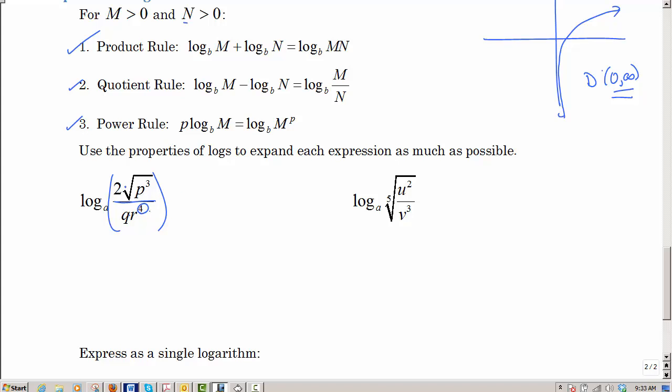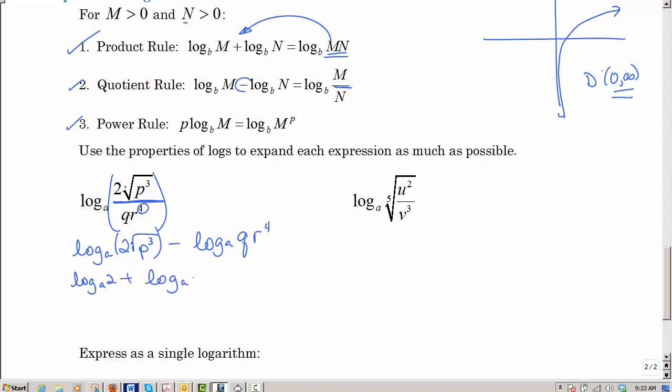Since there is division, we can write this as log base a of 2 times the square root of p cubed, minus log base a of q r to the fourth. So I got rid of that division using my quotient rule. Something divided, I can now subtract. Now I have these two things multiplied together, so I'm going to use the product rule. So I have log base a of 2 plus log base a of p, and this is going to be to the 3 halves. Remember that square root is the half.